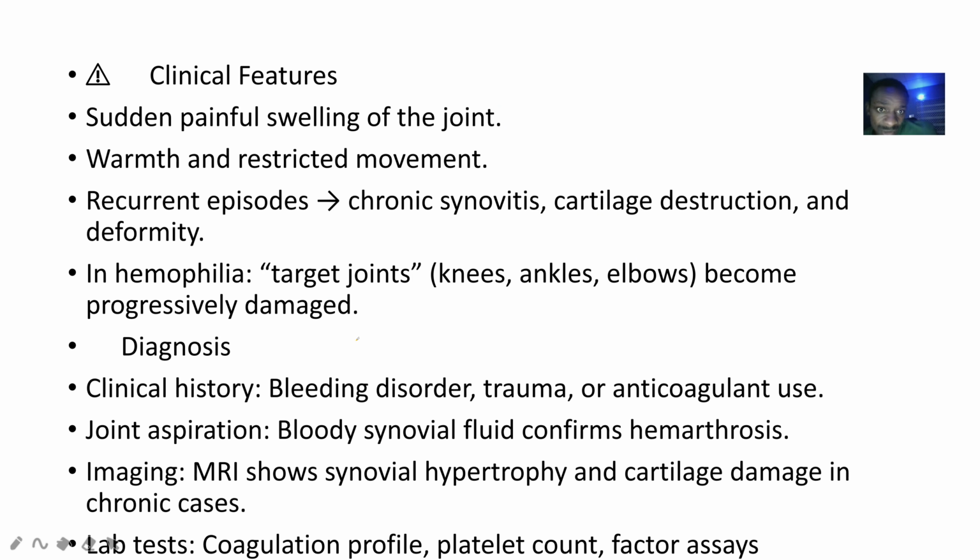So clinical features: your joints are swollen, painful, and warm, and there is limited movement. It can lead to cartilage destruction and deformity. You have it mostly in the ankles, the elbows, and the knees. So diagnosis is clinical history, so bleeding disorder, trauma and anticoagulant use, and joint aspiration.